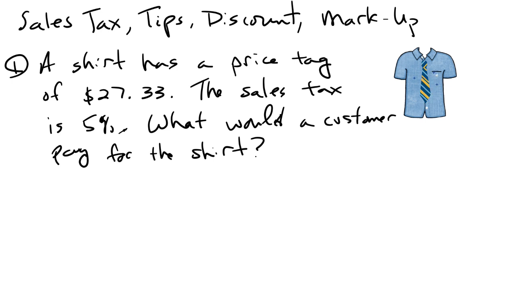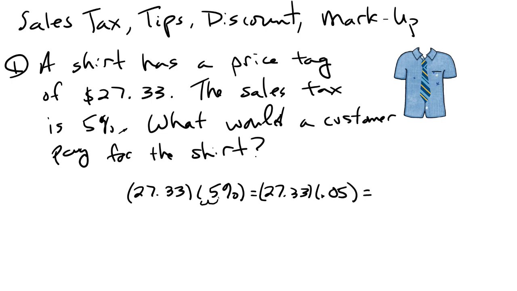So we have to take $27.33 and we have to multiply it by the tax rate, which is 5%. Okay? So in order to punch this in the calculator, we need to change the percent into a decimal. Remember, the decimal point is understood after the 5. It's got to move 2 places to the left. And so we get $27.33 being multiplied by 0.05.